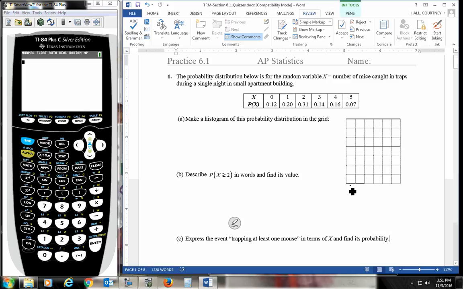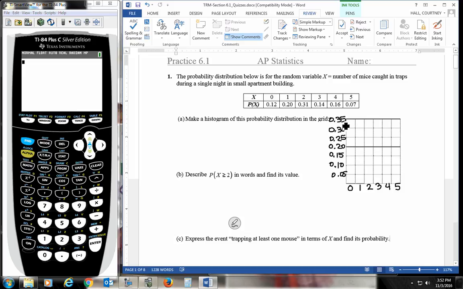So they give us enough room for each bar to fit all of our x values, so 0, 1, 2, 3, 4, 5 along your horizontal axis, and then along your vertical axis we need to go from the lowest being 0.07 to the highest of 0.31. And so if we go by 0.05, we will be able to fit all of the data. So I'm going to start with 0.05, 0.10, 0.15, 0.20, 0.25, 0.30, and then 0.35.